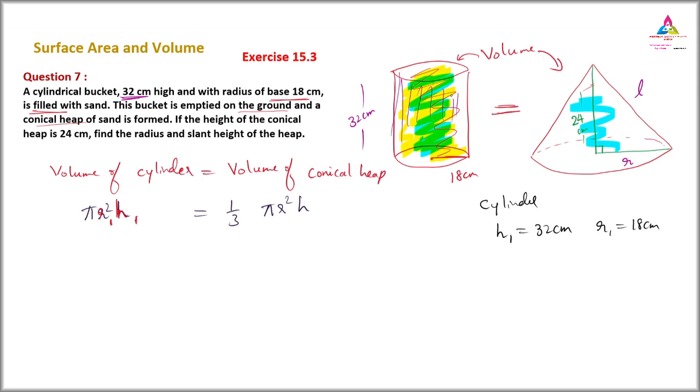Because that height and the radius are not the same, it's different. Similarly, on the other hand, we have the cone. That also has a height. The height I will take as h2, that is 24. Here they have given the height, and we also have the radius, which I will take as r2, and we have to find that.